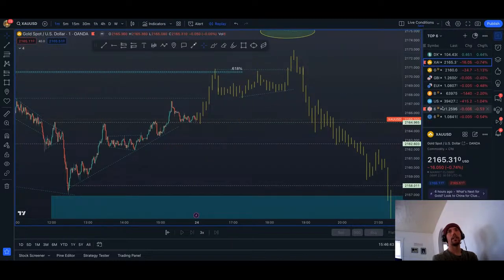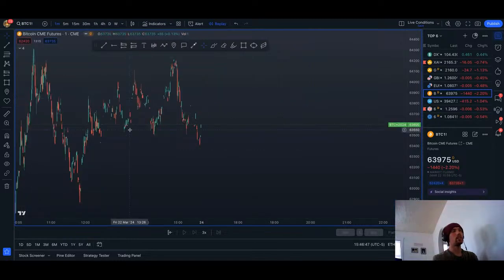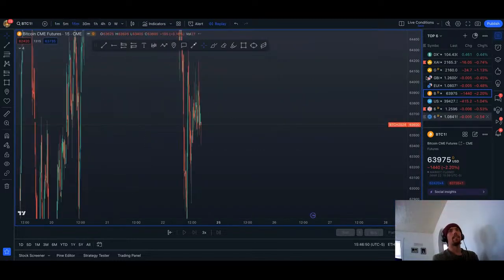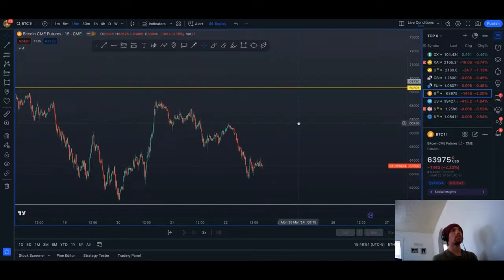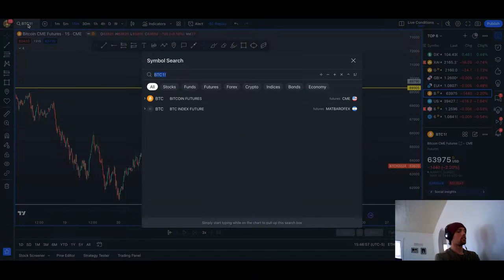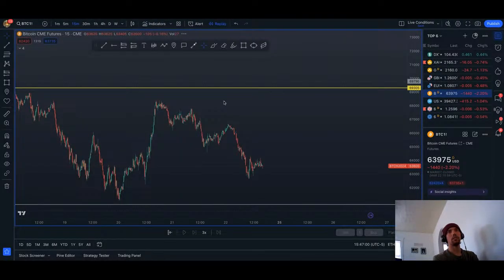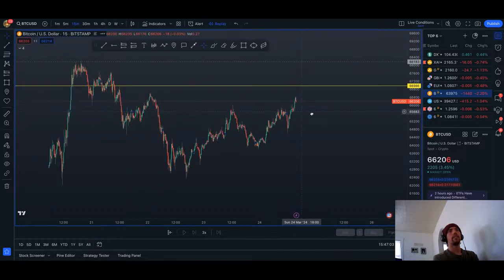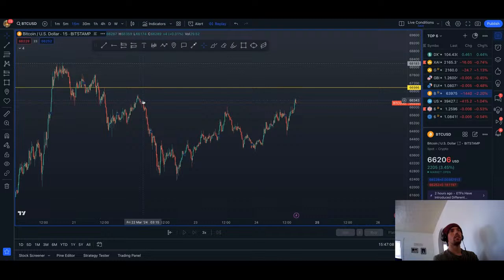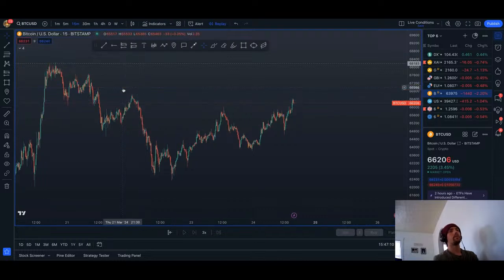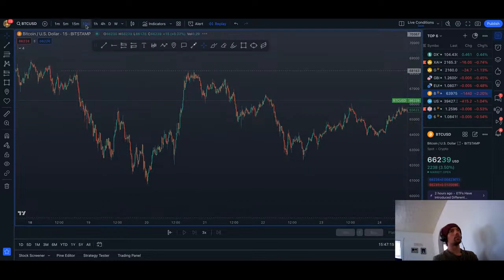Let's go ahead and just start up Bitcoin. This is BTC1, so this is the futures Bitcoin contract. So let's actually go to Bitcoin USD, Bitstamp. And hopefully price will start to clear up a lot more.